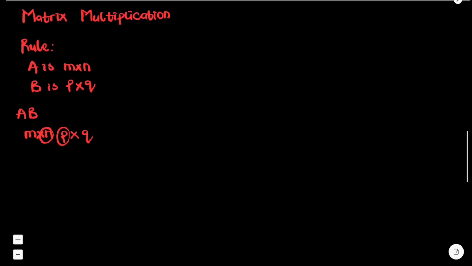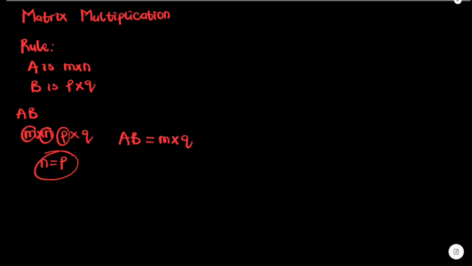So this AB will be possible if n is equal to p. Then we can multiply, and the order of the matrix AB will be m times q. That is the number of rows in the first matrix times the number of columns in the second matrix. That will be the final order of the matrix AB.